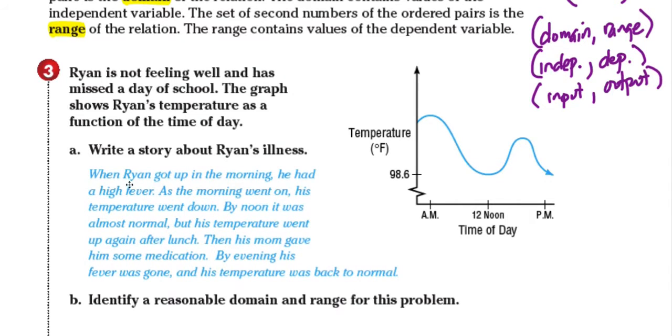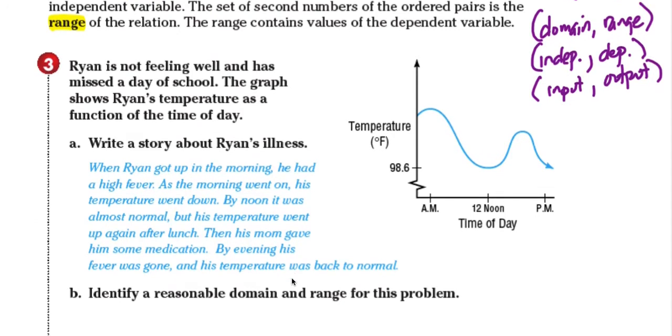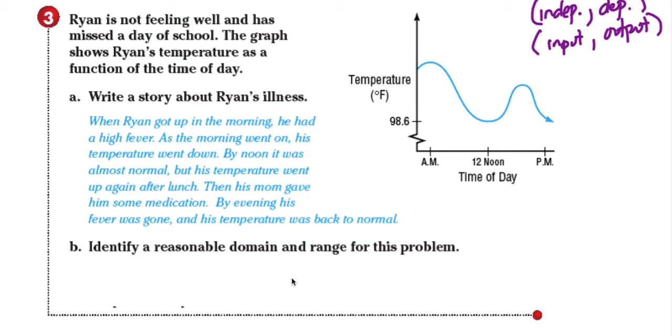When Ryan got up in the morning, he had a high fever. As the morning went on, his temperature went down. By noon, it was almost normal at 98.6, normal temperature. But his temperature went up again after lunch. Then his mom gave him some medicine. By evening, the fever was gone, and the temperature was back to normal. Okay? Identify a reasonable domain and range for this problem.